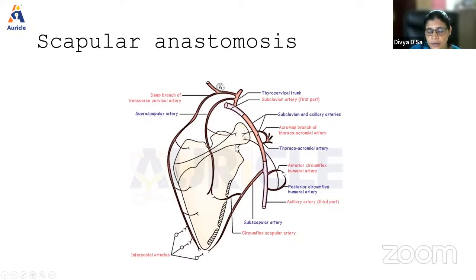Next is around the acromial process. The acromial branch of the posterior circumflex humeral artery, the acromial branch of the thoracoacromial artery, and the acromial branch of the suprascapular artery form an anastomosis around the acromial process. That is called the acromial anastomosis. So these are the 2 anastomoses which take place around the scapula.